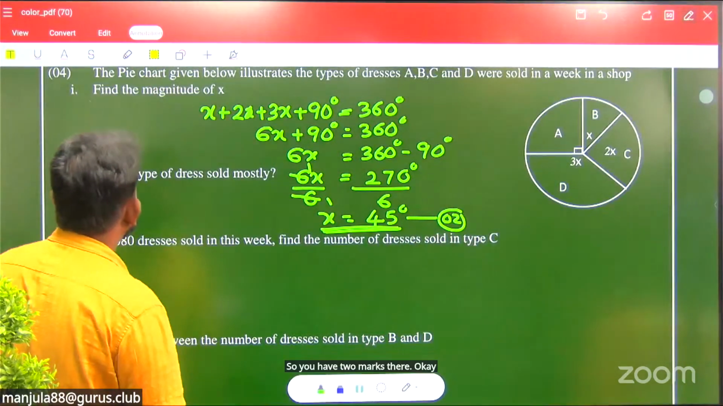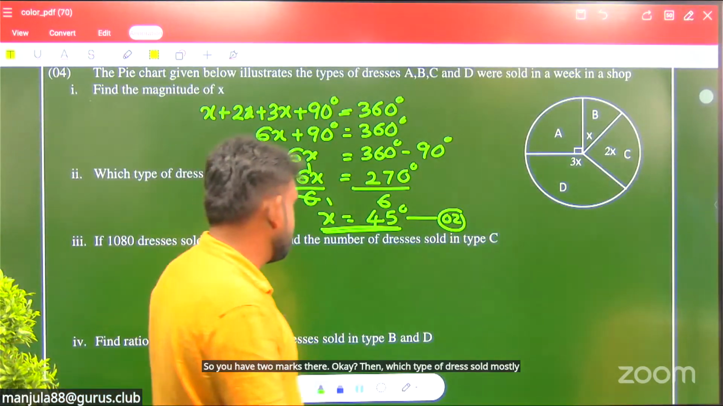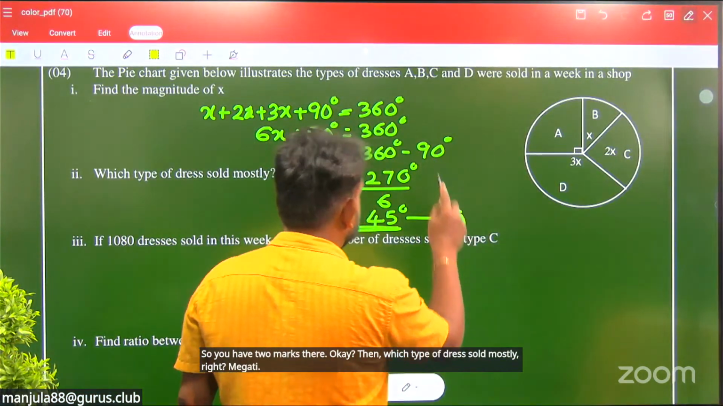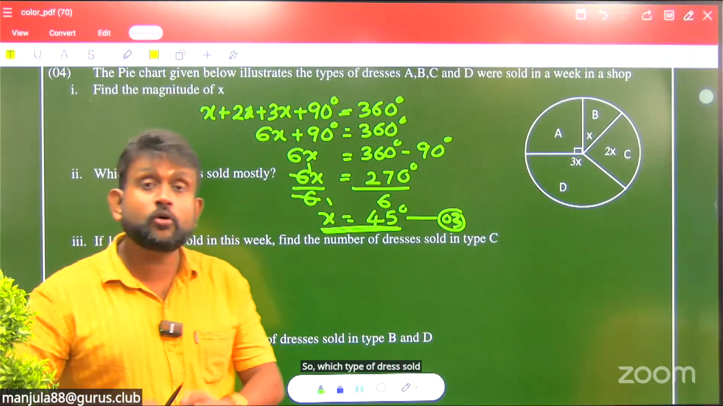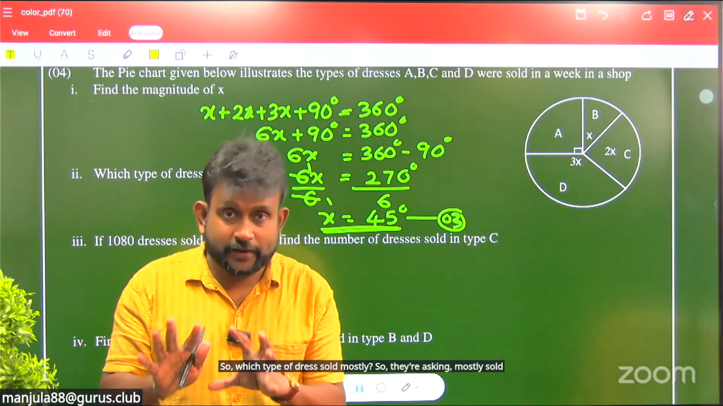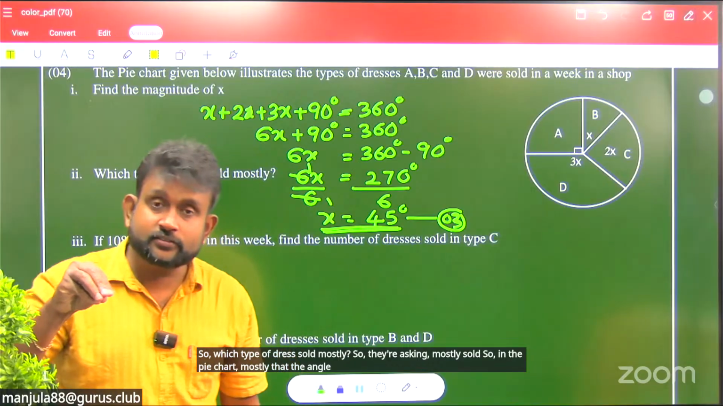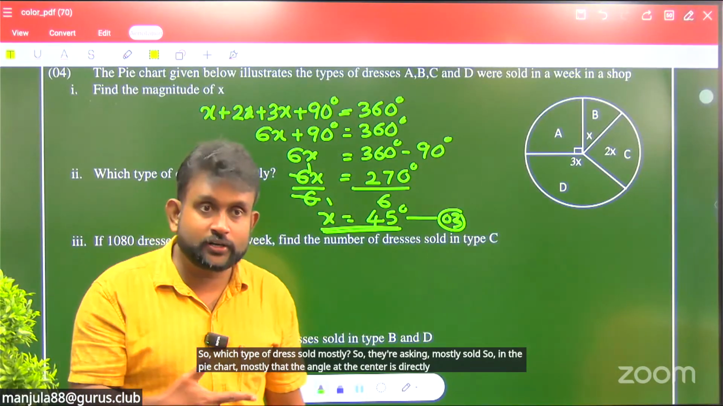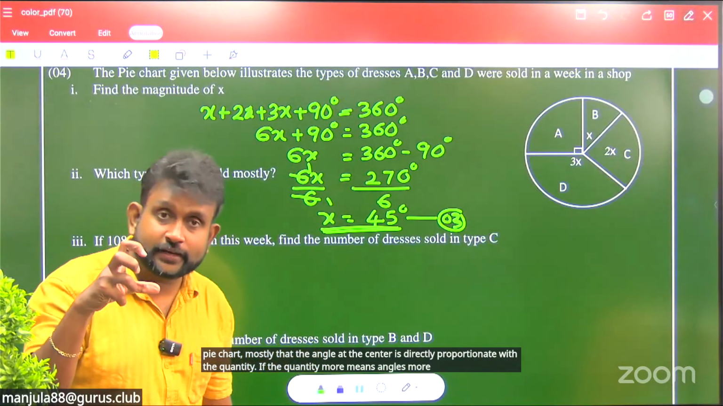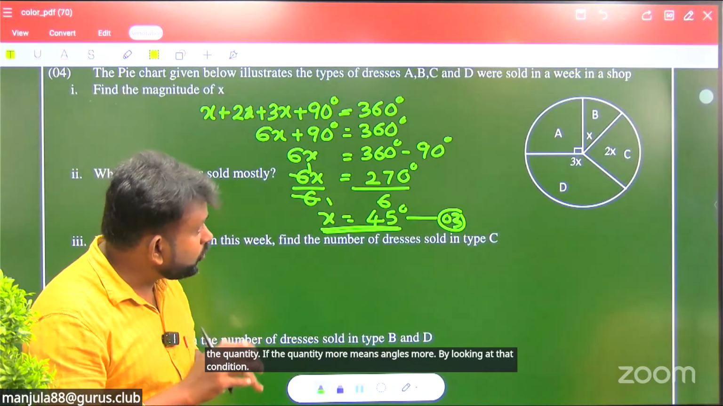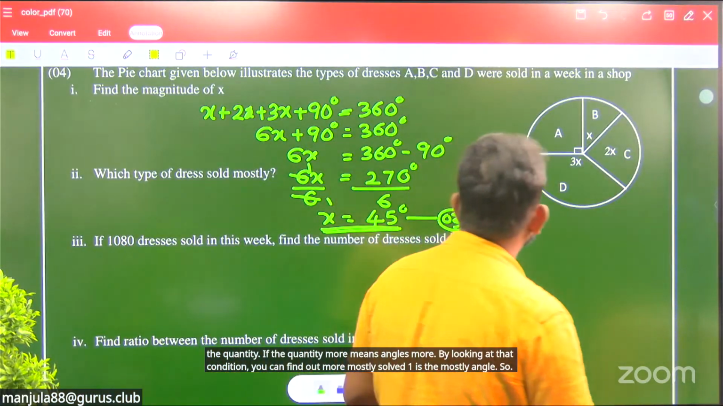Okay, then which type of dress sold mostly? Make it 3 marks there. So which type of dress sold mostly? They're asking about the mostly sold one. So in a pie chart, the angle at the center is directly proportional to the quantity. If the quantity is more, the angle is larger. By looking at that condition, you can find out the mostly sold one has the largest angle. So what is the largest angle here?